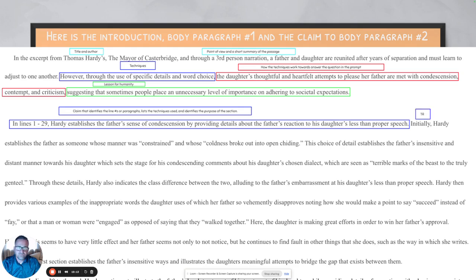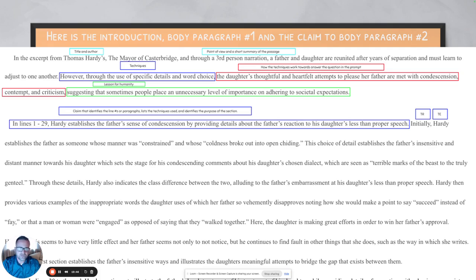Using a transition, initially, Hardy establishes. So TR represents a transition. They could be simple transitions as long as they're there to accurately connect the ideas together. And TE stands for textual evidence. And textual evidence is what we use in our evidence and commentary sections. Once we provide textual evidence, we have to explain the purpose or the effect of that evidence as it relates to the claim. So that's what you'll see in this paragraph.